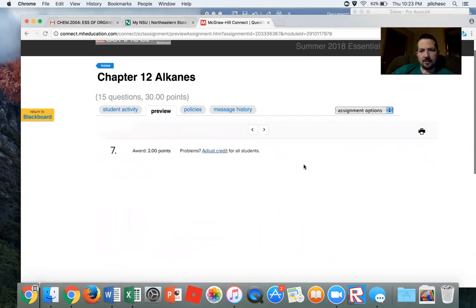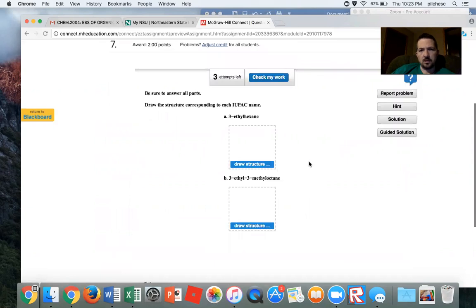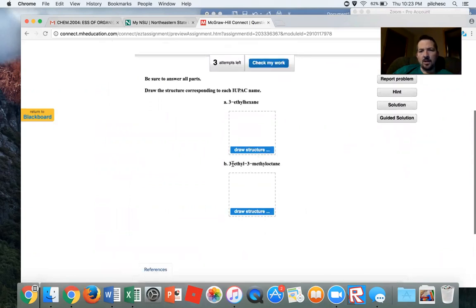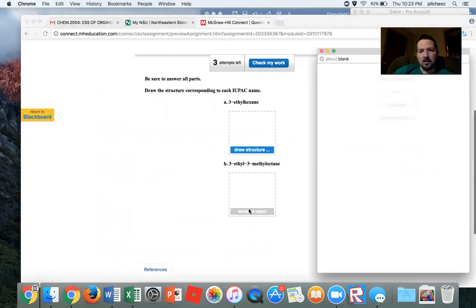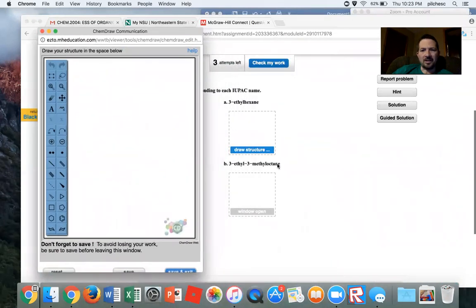So let's look at 7B. Okay, so it says draw the structure for 3-ethyl 3-methyl octane. So I'm going to go to my drawing tool. So octane is 8 carbons. And so I'm just going to draw my line here, and I'm going to put 8 carbons. So remember, each end of the line is 1 carbon.